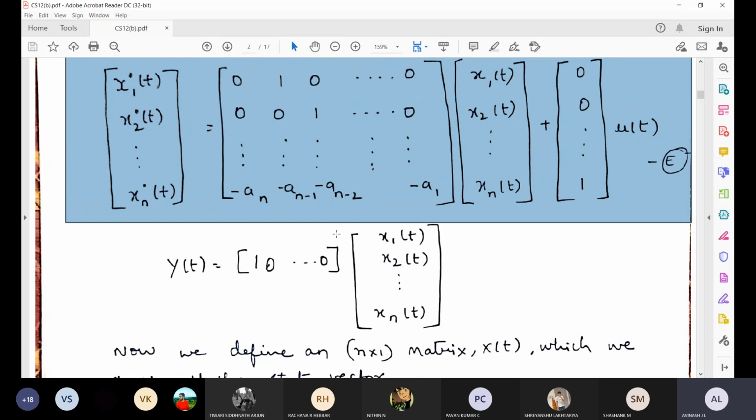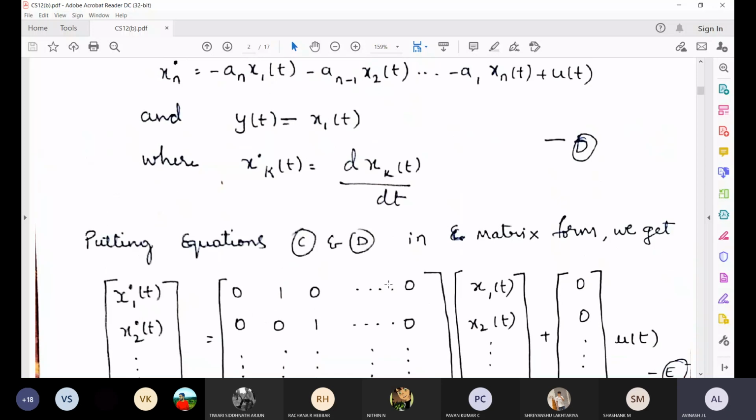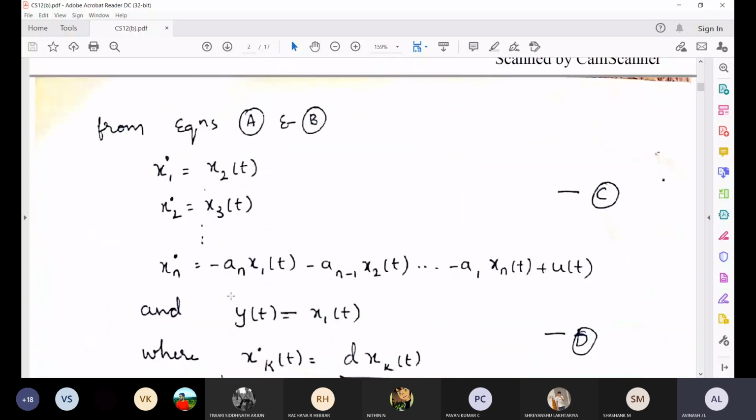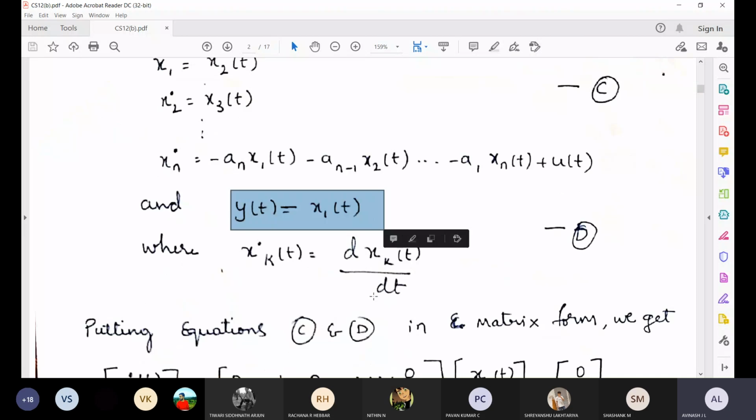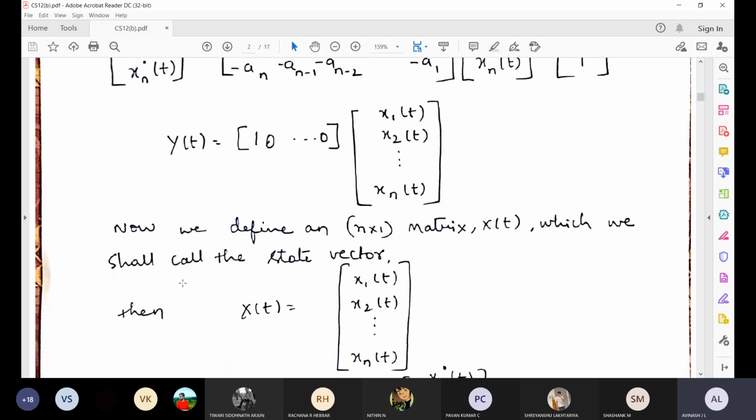So here y of t, finally, is one representation. The output representation is: y of t will be equal to 1 0 0 0, all zeros, so we have only 1 into x1 of t plus 0 into x2 of t plus 0 into xn of t. So y of t equals x1 of t. See here, this equation y of t equal to x1 of t we have taken now, and that we are going to represent. y of t will be x1 of t into 1 is x1 of t plus 0 into x2 of t plus 0 into all the rest. So we get this particular matrix form.